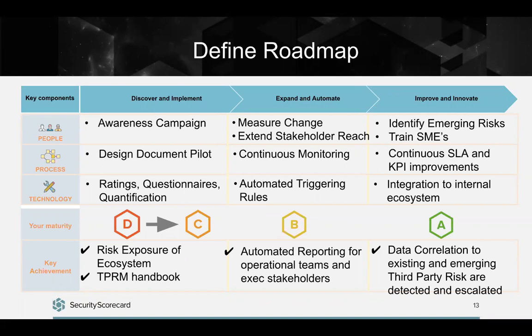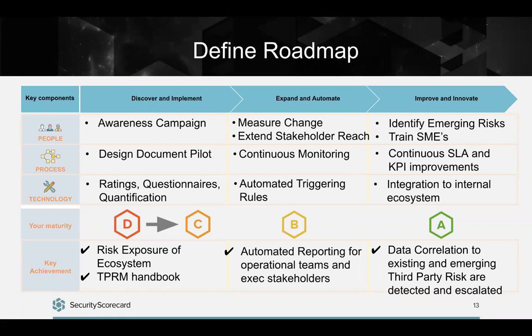Second stage in there is expansion and automation. We want to be able to, from the people perspective, extend our stakeholder reach here. We want to get the buy-in from our executives to be able to get that visibility of our program and also get the buy-in of internal risk stakeholders there and be able to measure change. This is really the thing, showing that we're moving in a positive direction.